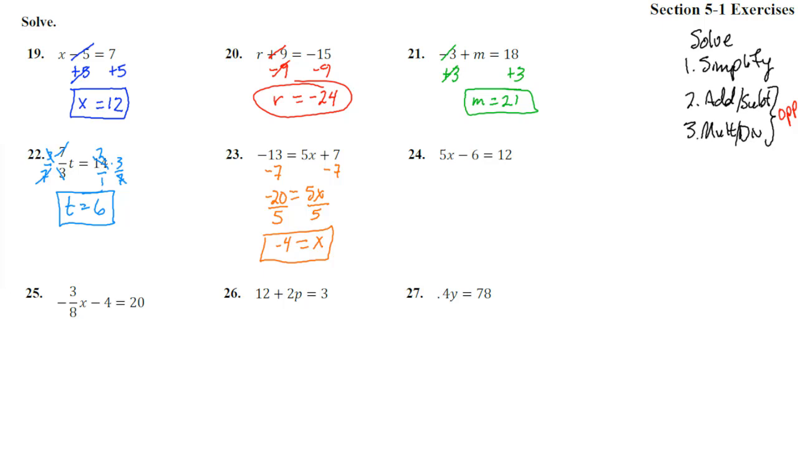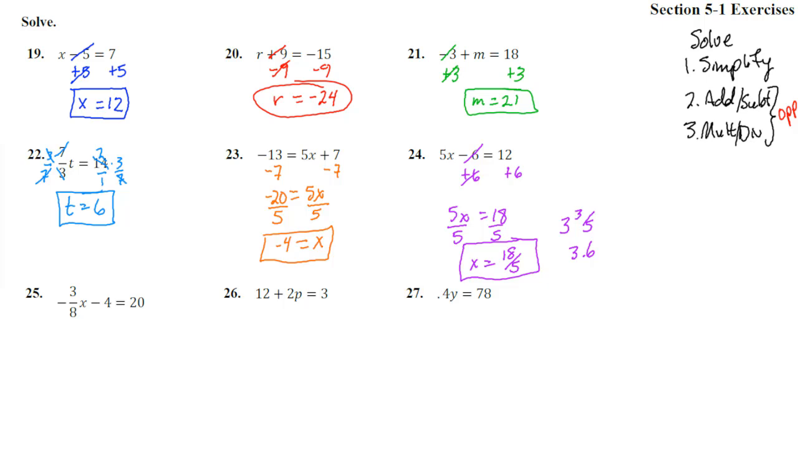Number 24 is, let me see, 5x minus 6. So we've got to get rid of that first. Add 6 to this side, add 6 to this side, and we get gone. 5x equals 12 plus 6 is 18. Divide by a 5, divide by a 5. We get x equals 18/5. Can that simplify anything? Nope, I think we're good. You could also write the answer as, let me see, 5 goes into 18 3 times with 3 left over. Or if you turned it into a decimal, that would be okay too.